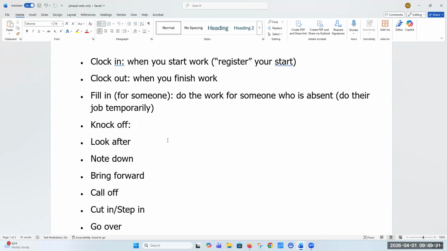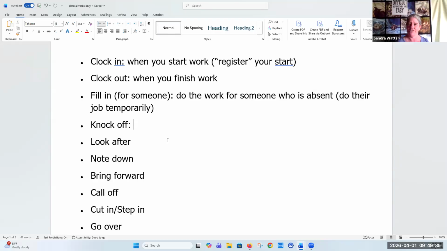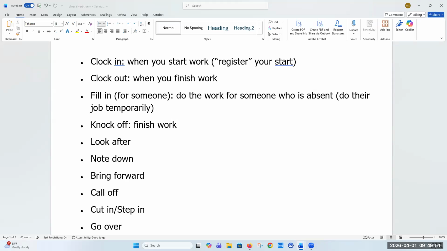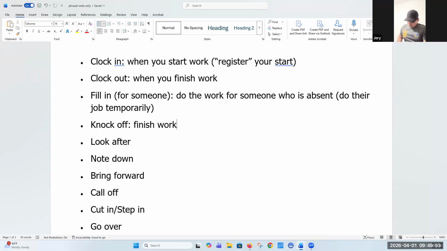So the other one for knock off. Anybody know this one? If you say I knocked off, when you finish something. Yes. So if you say I knocked off early, it means I finished work early. Teacher, how about knock out? Knock out is a different meaning. Knock out means you.